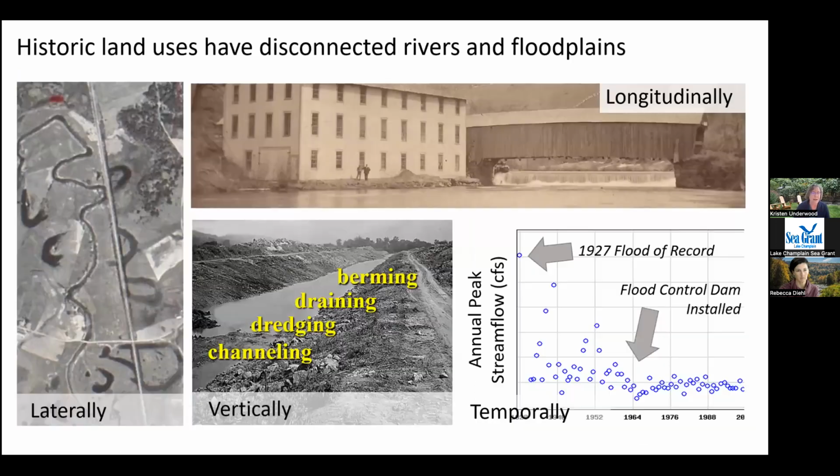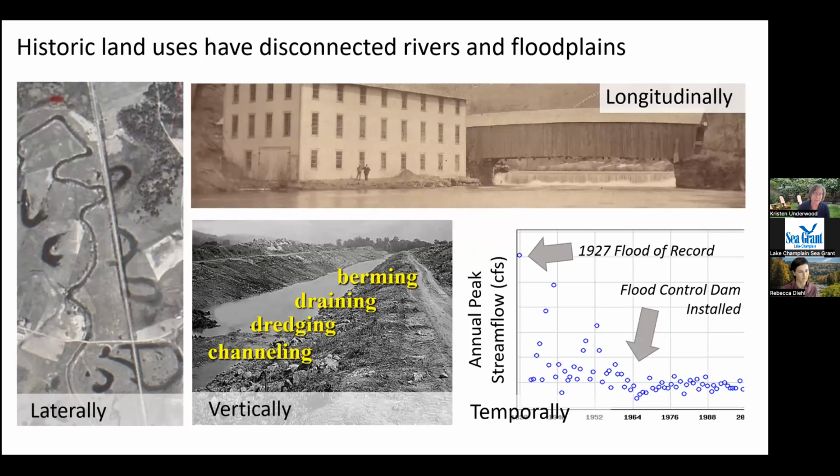Historically, we've made land use and channel management choices that have disconnected our rivers from their floodplains. Could be laterally or vertically or both, or even longitudinally upstream to downstream disconnections, or temporally across time. Encroachments within our rivers and floodplains led us to manage rivers through channelization and dredging, berming and armoring in order to protect those riverside investments like rails and roads and buildings.